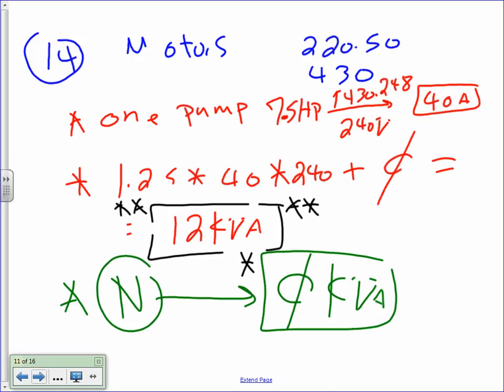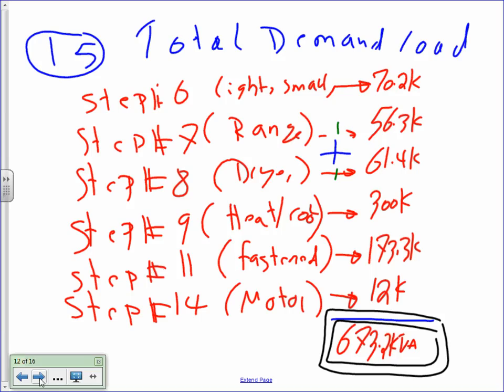Now we're going to add them up as a neutral. Here's what I'm going to do, guys. I'm going to put the neutral right in here. Let's start with the neutral. The first one, 70.2 kVA. Anybody disagree with step number 6? It continues to be the same. How about the ranges? It's 39.4 kVA. Everybody knows where we got the 39.4, because for the ranges we multiply by 0.7. How about the dryers? When we carry for the dryers, 43 kVA. How about the heating? Big fat 0 kVA. How about the heating cooling? Big fat 0 kVA. How about fastened in place?